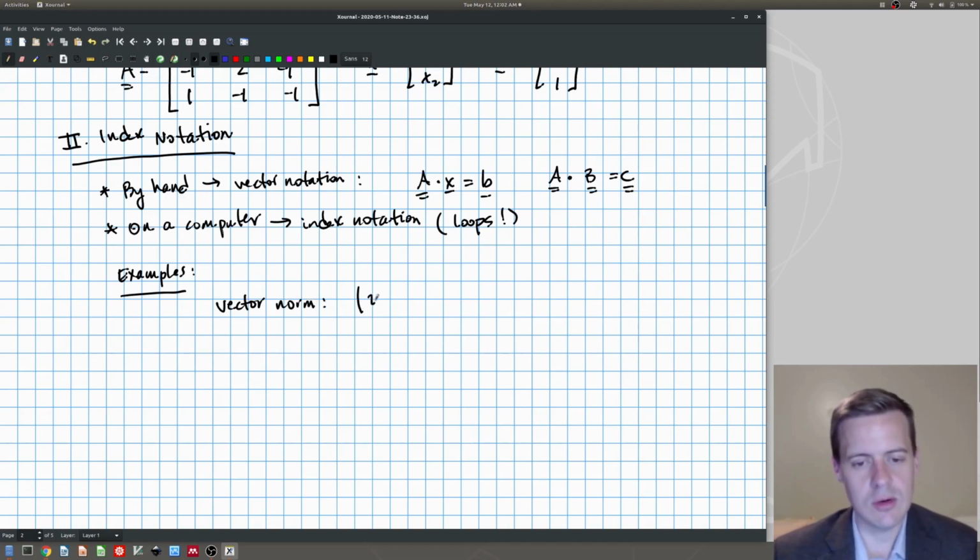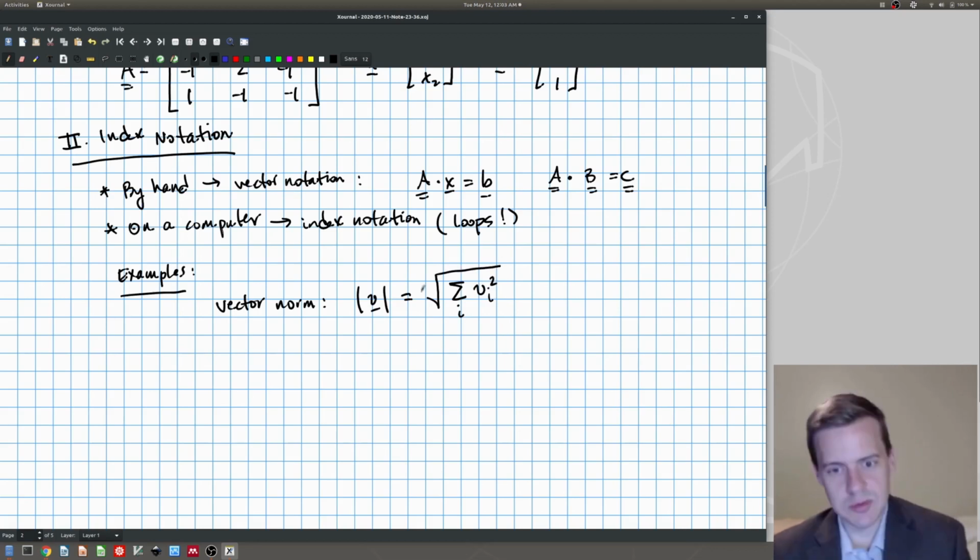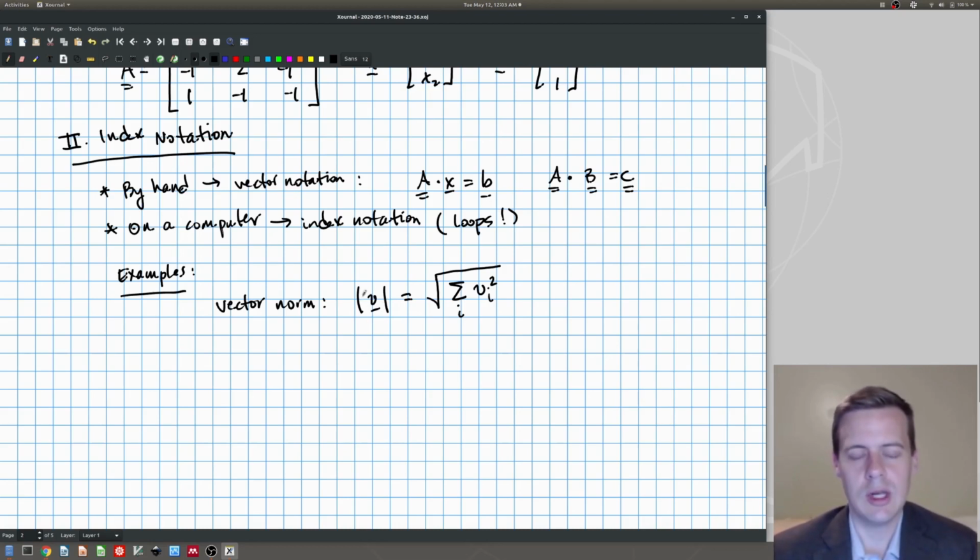Okay, so in a vector norm, I would have a vector v. I'm taking the norm of it. Remember the norm is just like the distance formula. So I'm going to have the square root of the sum over i of v sub i squared. The index notation is really telling you what to do with that vector norm.